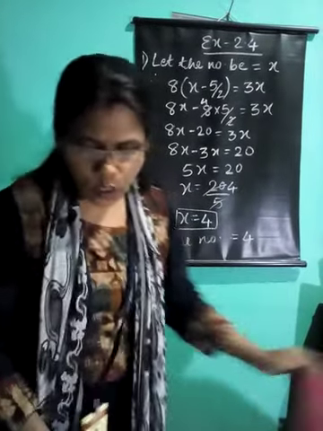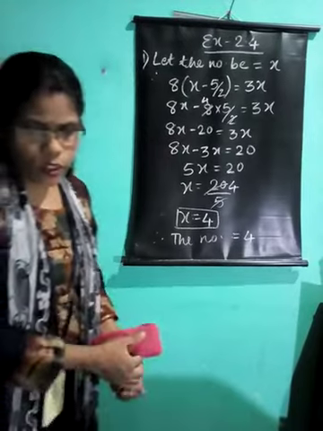Now going to the third question. The third question is something which is very important and to be understood. So let us see the third question. Now what is the question? Let me read. Sum of the digits of a 2-digit number is 9.